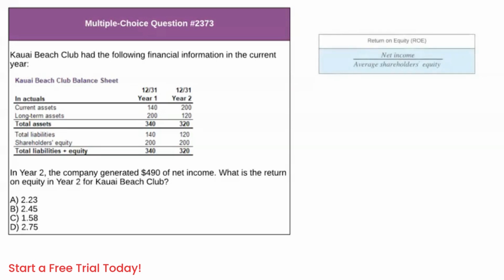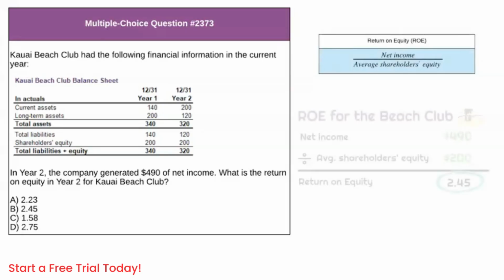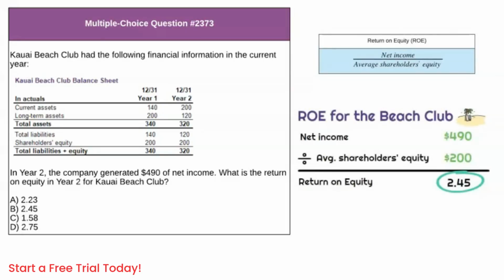Now, the formula is quite simple. It's just net income divided by average shareholders' equity, right? So we already found the $490 of net income. Now, what's average shareholder equity? Fortunately, they gave us the balance sheet. It gives us shareholders' equity, right? Last year was $200. This year's $200. Average of both of those, obviously, is $200, right?